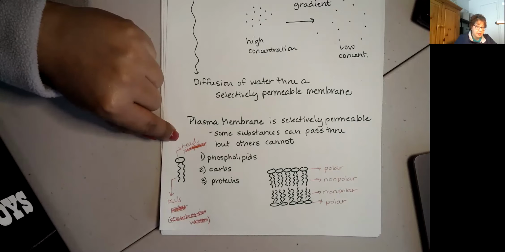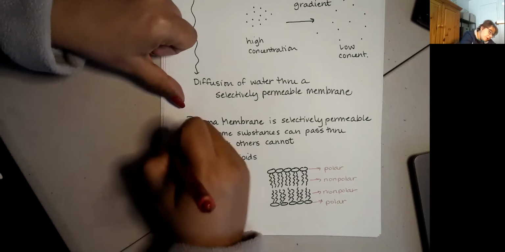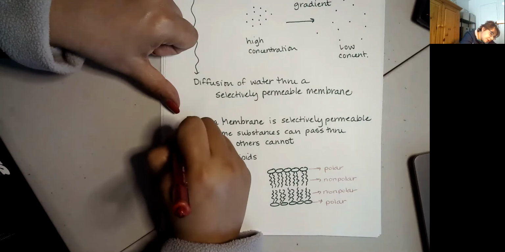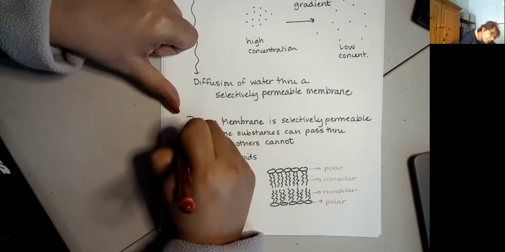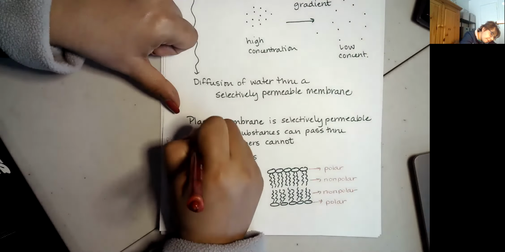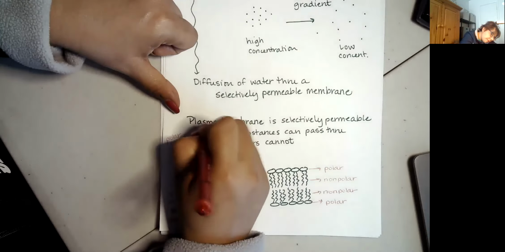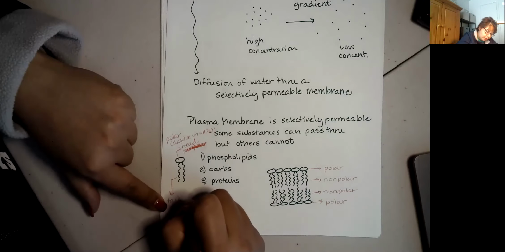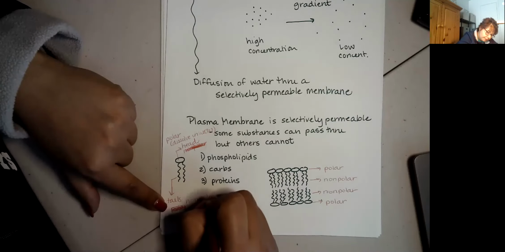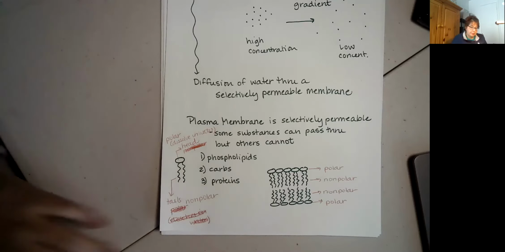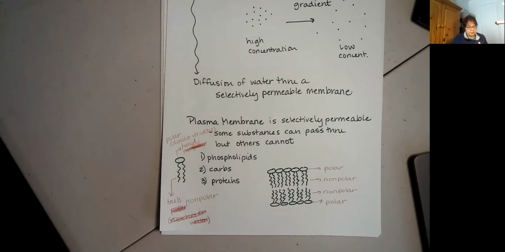Okay, so let's label this correctly. The heads are polar, and that means that they dissolve in water. But the tails are non-polar. So if something's polar, it dissolves in water. If it's non-polar, it won't.